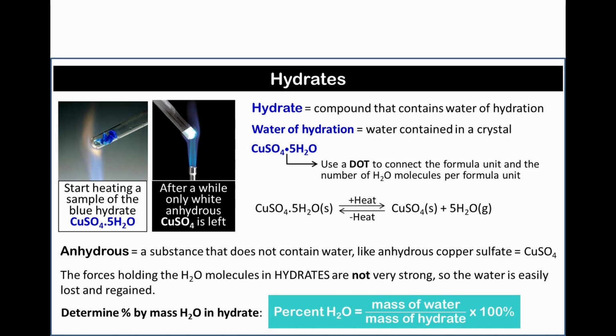An anhydrous substance is a substance that does not contain water. Note that the forces holding the water molecules in hydrates are not very strong, so the water is easily lost and regained. The formula at the bottom can be used to determine the percent, by mass, of water in the hydrate.